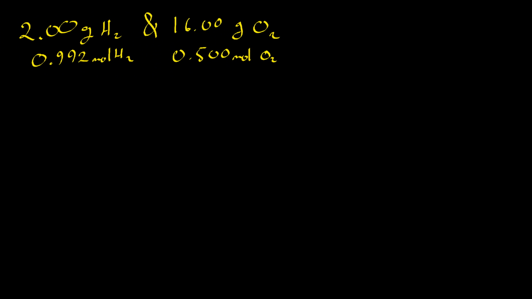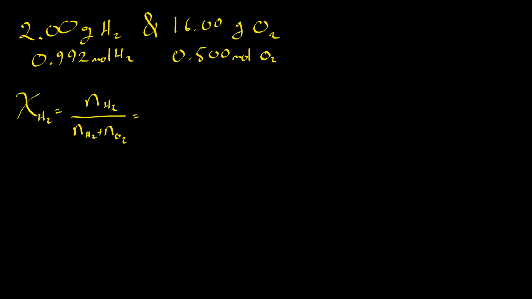Somewhat familiar. We have our 2 grams of hydrogen and our 16 grams of oxygen. Let's go ahead and cut straight to the chase. We need moles. Obviously, if we're going to do mole fraction, we need moles. So that's 0.992 moles of hydrogen and 0.500 moles of oxygen. So what is the mole fraction of hydrogen?